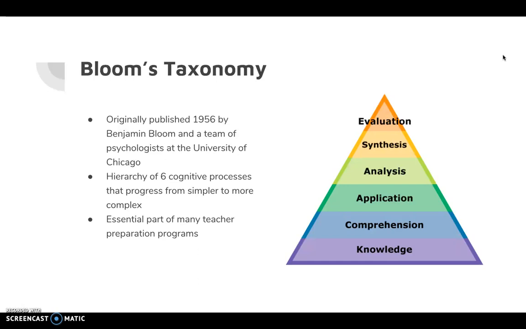Originally published in 1956 by Benjamin Bloom and his team from the University of Chicago, the taxonomy is a hierarchy of 6 different cognitive processes. It's often portrayed as a pyramid, with the simpler processes such as knowledge and comprehension at the bottom, and the more complex processes, like evaluation and synthesis, at the top.